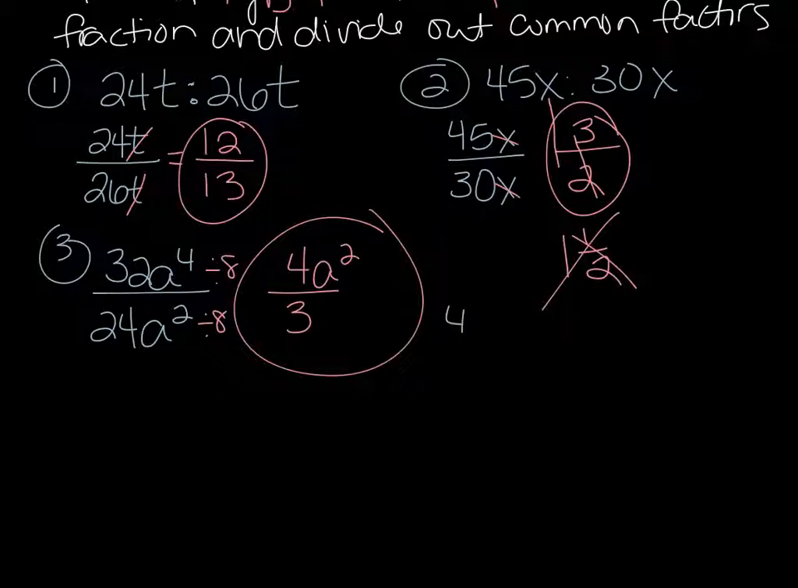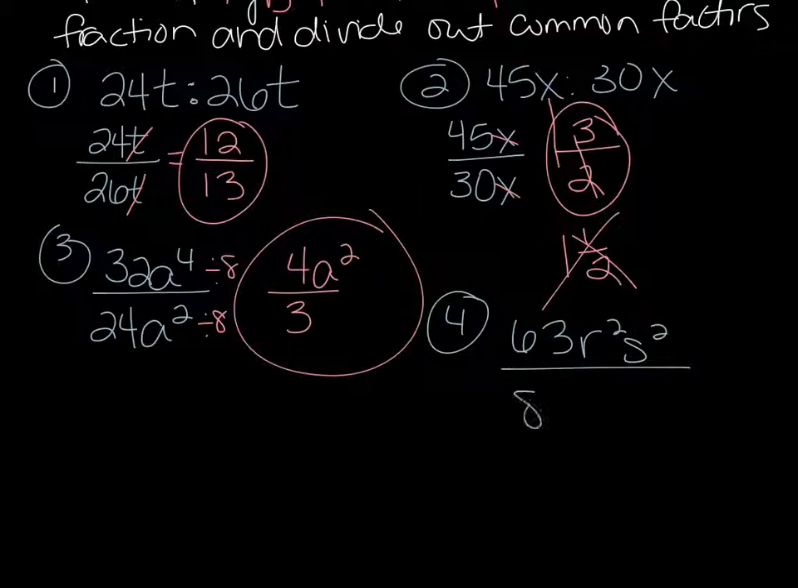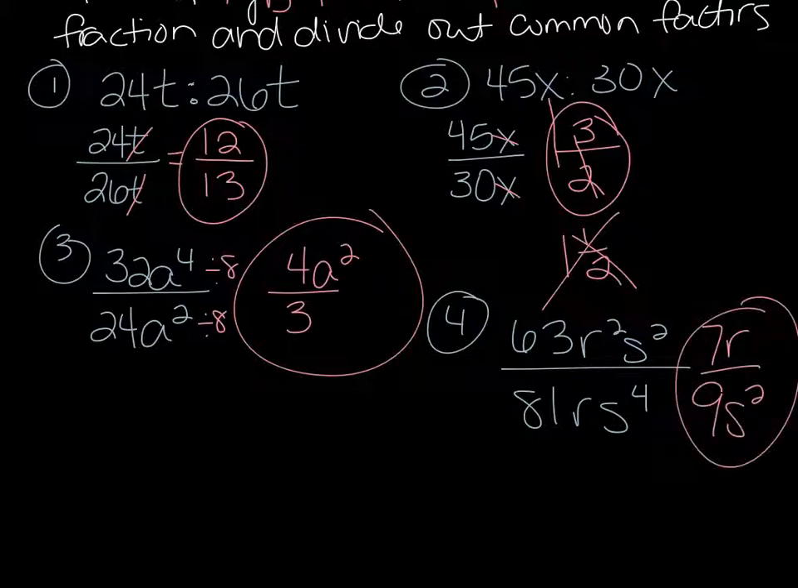Number 4. I want you guys to try this one on your own. 63r squared s squared over 81r s to the 4th. Okay, what did we get for our answer when we simplified this? 7r over 9s squared. Anybody not get that?